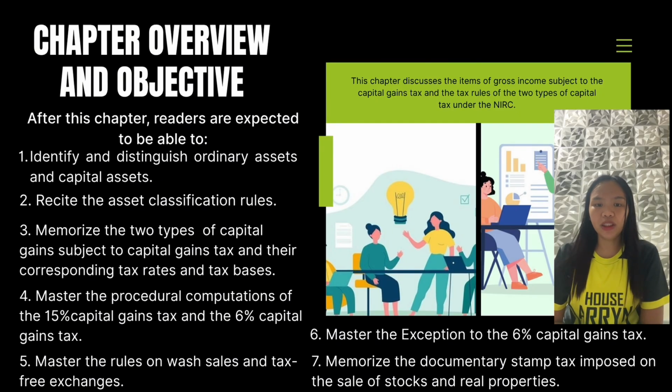Fifth is mastering the rules on wash sale and tax-free exchanges. This deals with specific transactions that have special tax implications. Sixth is mastering the exceptions to the 6% capital gains tax. This suggests there are specific situations where the standard 6% rate does not apply. Seventh is memorizing the documentary stamp tax imposed on the sale of stocks and real properties. This covers an additional tax that may be applicable.